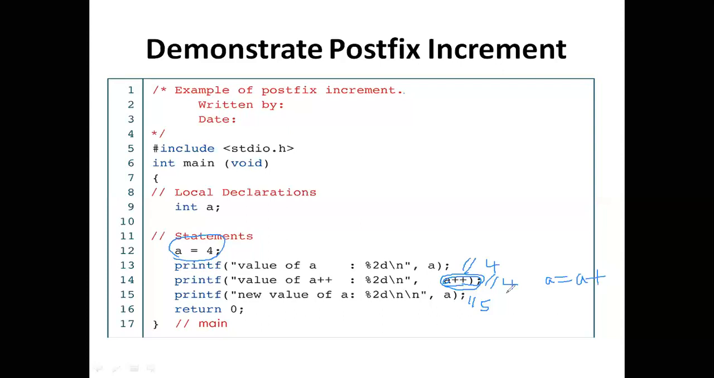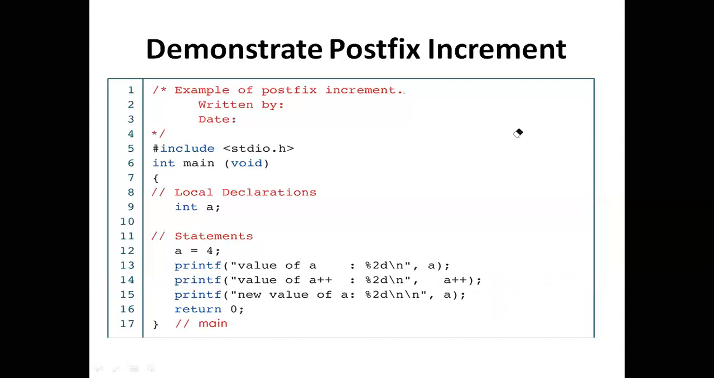But here we are applying it as a postfix. So the increment is going to be applied after the complete execution. So after complete execution, in the next line, if I display the A value, it is displaying 5.